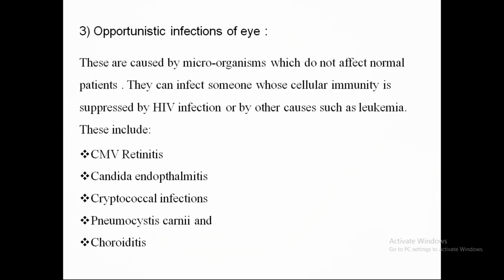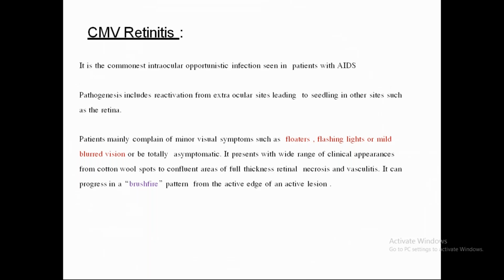These are CMV retinitis, Candida endophthalmitis, cryptococcal infections, Pneumocystis carinii, and choroiditis. Now coming to CMV retinitis, it is the most common intraocular opportunistic infection in patients with AIDS. Pathogenesis: reactivation from the extraocular sites leading to seeding in other sites such as the retina. So cytomegalovirus will cause retinitis.